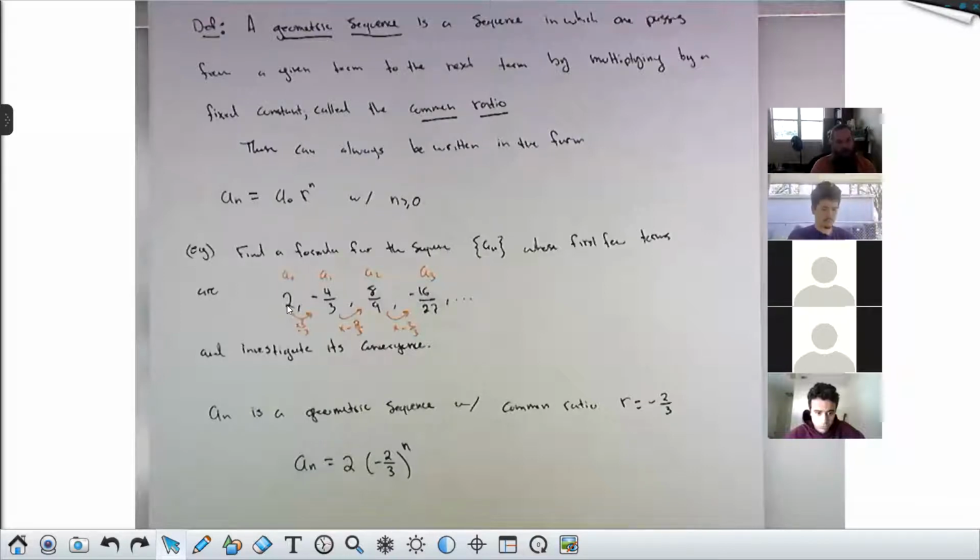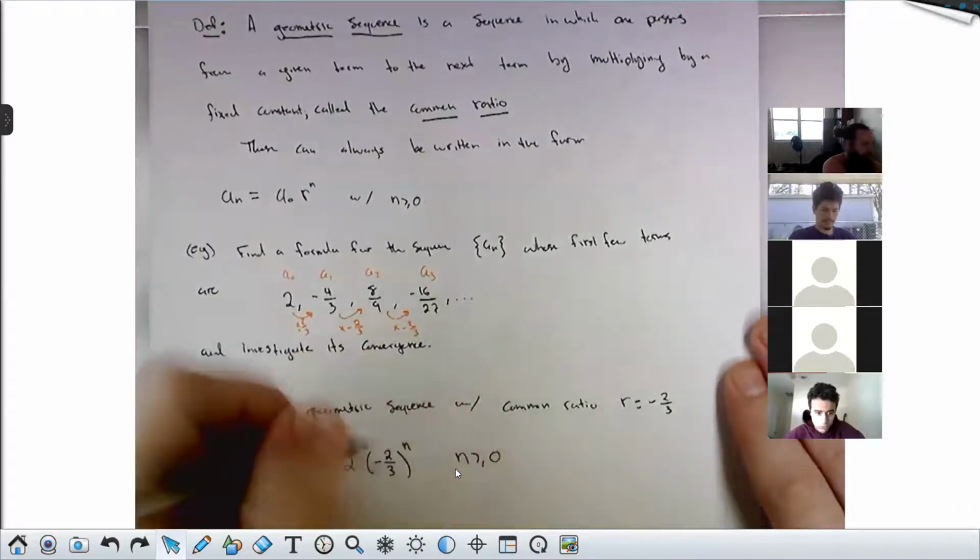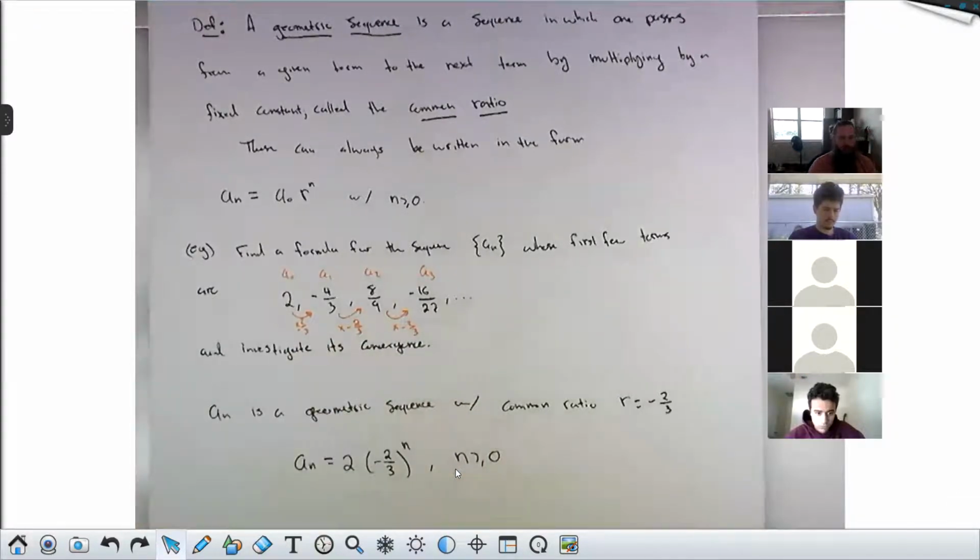Any sequence that works like this, where you go from one term to the next by multiplying by a fixed constant, the same constant, to go from A2 to A3 or A7 to A8 or A0 to A1, it's called geometric. And you can always write them in this way. But you want to make sure that you say where n is starting. Because if n started at 1, then the first term wouldn't match what you get with this. But if n starts at 0, then these match. Any questions about how we arrived at this?